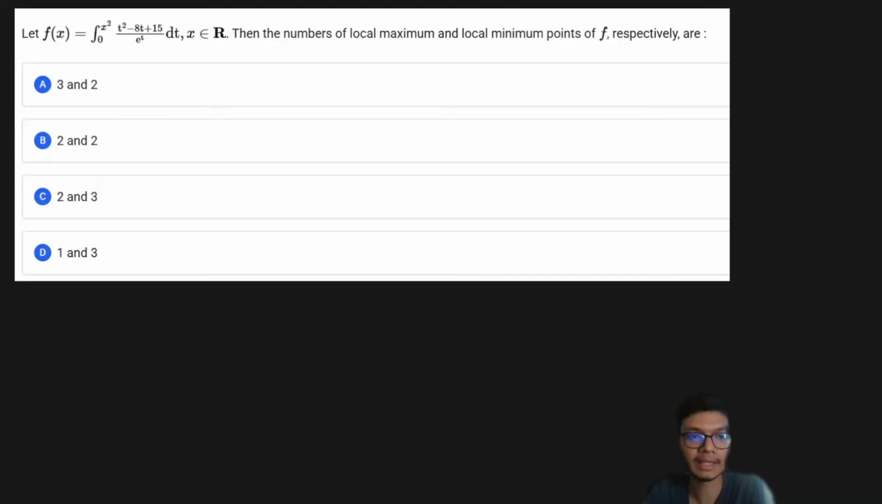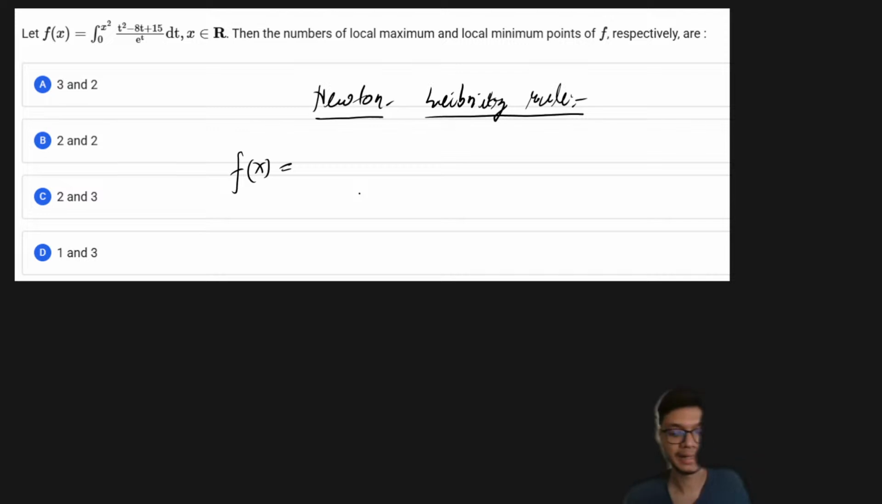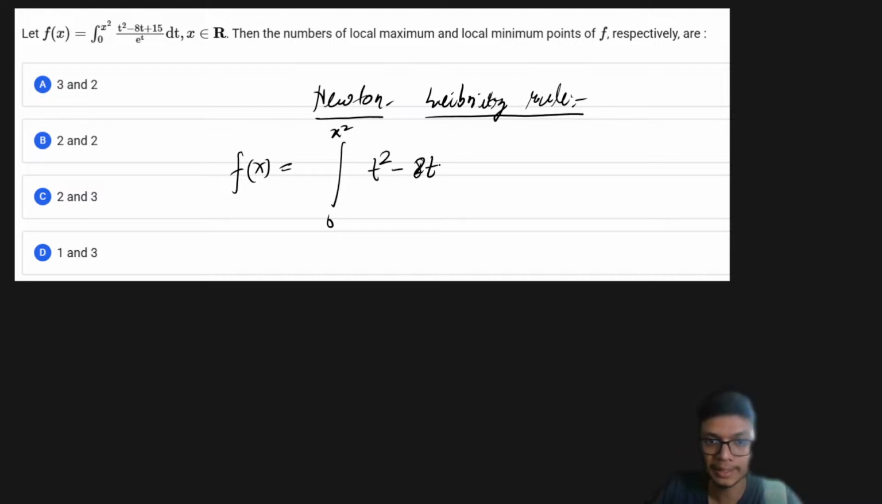Okay, so next part, we have another very interesting problem. Now, in this question, we are going to use the concept of the Newton-Leibniz rule. If we look at the function, it is given in terms of a variable definite integral, which is going from 0 to x square, and the part to integrate is t square minus 8t plus 15 divided by e to the power t dt, right?